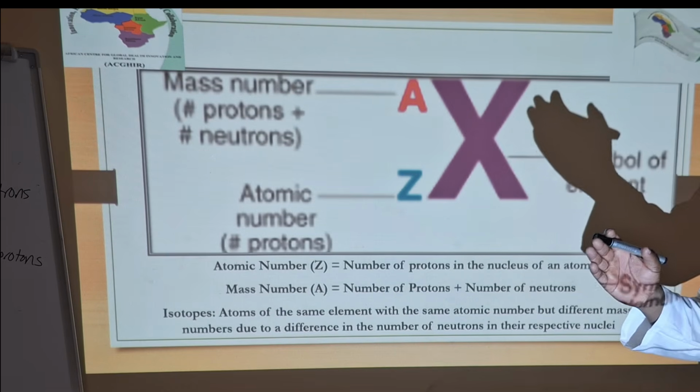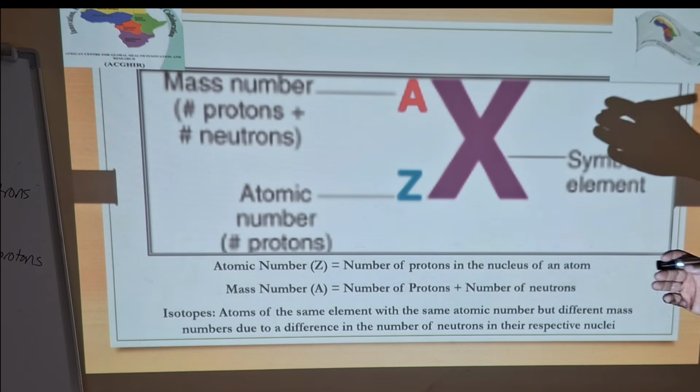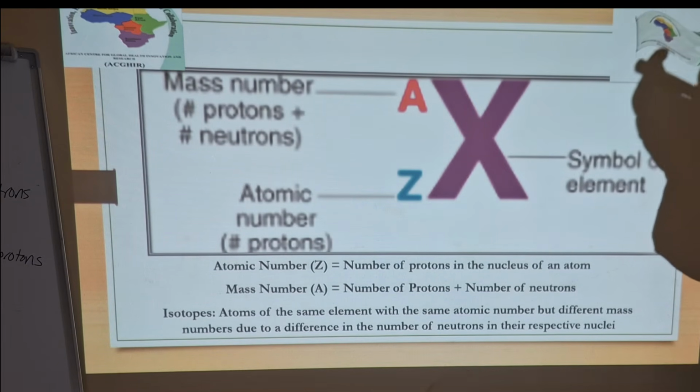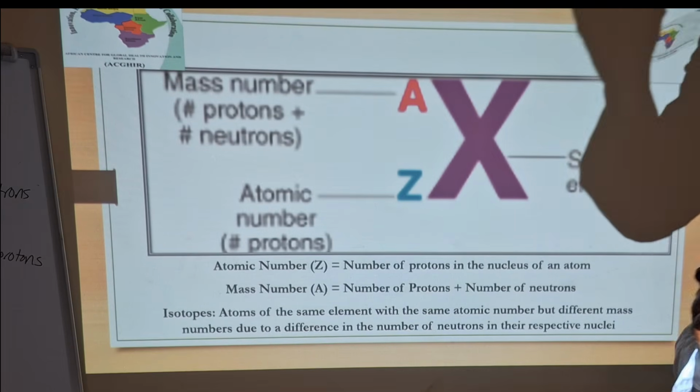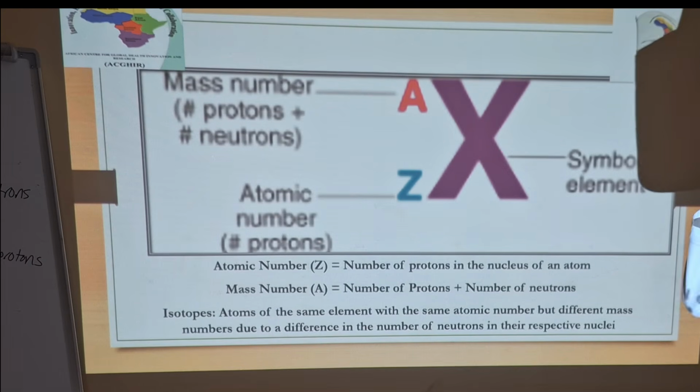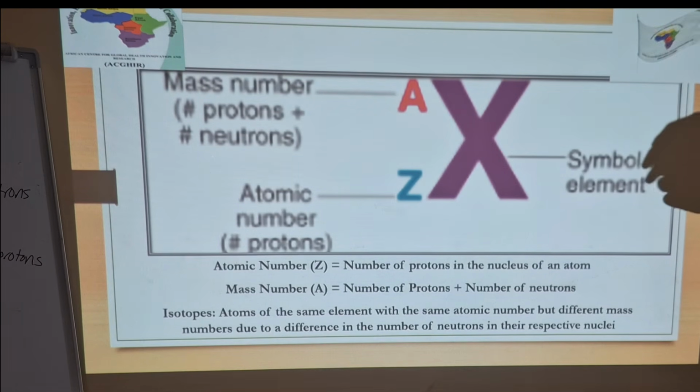An example of isotopes is found in chlorine. Chlorine can exist as chlorine 35 or as chlorine 37. Kindly note, the number of protons will be the same, which is the atomic number, 17. What differs to give a mass number of 35 or 37 is the number of neutrons. So if atoms of the same element have the same atomic number but different mass numbers due to differences in the number of neutrons, we call them isotopes.